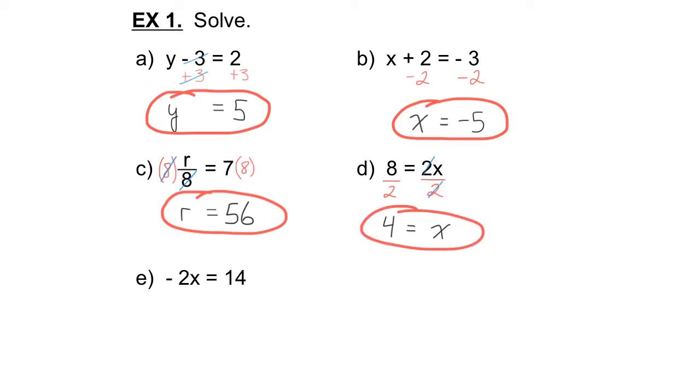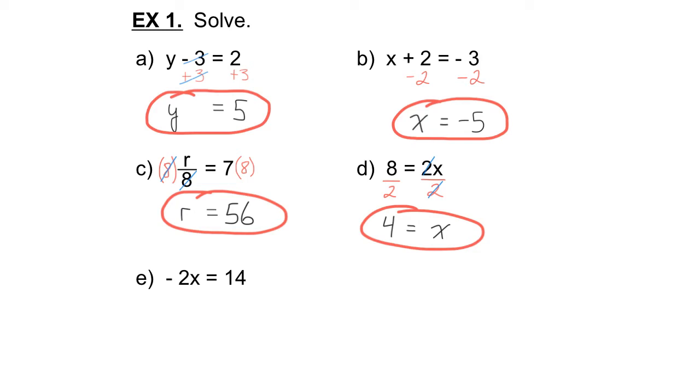Now, just a side note here. A lot of people feel uncomfortable about writing 4 equals x. They want to write x equals 4. It means the same thing, so it really doesn't matter which way you write it. And this last one is very similar to the one up here. Our variable is being multiplied by a number, so we have to divide both sides by that number.